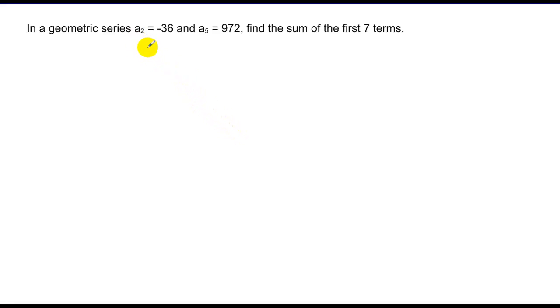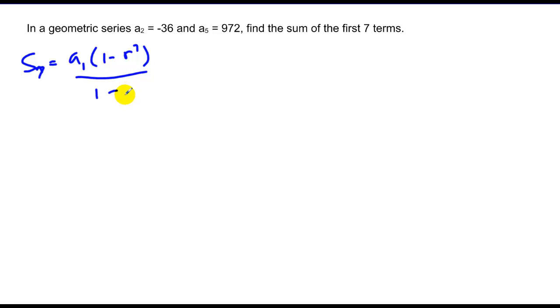So in this case, we have a second term and a fifth term, and we want to know the sum of the first 7 terms. Well, again, the sum of the first 7 terms is going to be equal to the first term times 1 minus that ratio to the nth power, where n equals 7, over 1 minus the ratio. Looks like I'm going to need a couple of terms here.